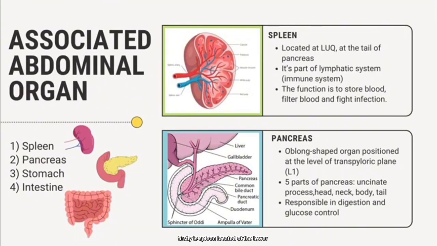Associated abdominal organs, firstly is the spleen, located at the left upper quadrant at the tail of the pancreas. It is part of the lymphatic system. The function is to store blood, filter blood and fight infection. Second is the pancreas, an oblong-shaped organ positioned at the level of the transpyloric plane. It has 5 parts. It is responsible for digestion and glucose control.